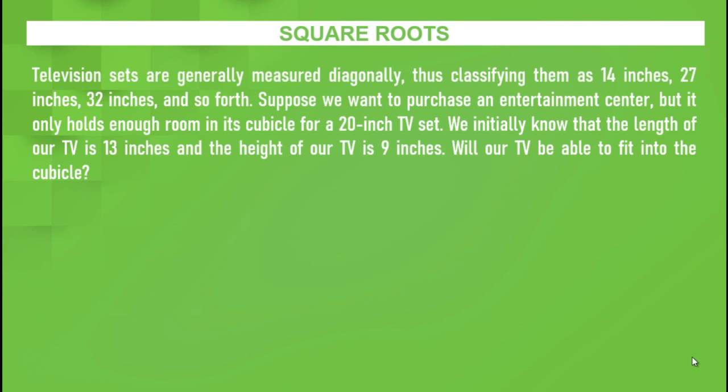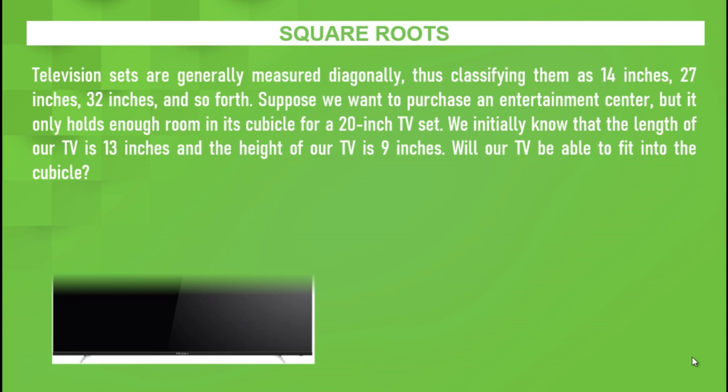Television sets are generally measured diagonally, thus classifying them as 14 inches, 27 inches, 32 inches, and so forth. Suppose we want to purchase an entertainment center, but it only holds enough room in its cubicle for a 20-inch TV set. We initially know that the length of the TV is 13 inches and the height of our TV is 9 inches. Will our TV be able to fit into the cubicle?